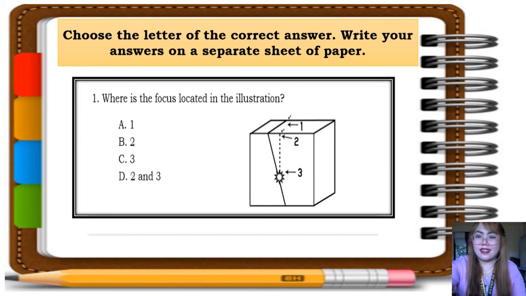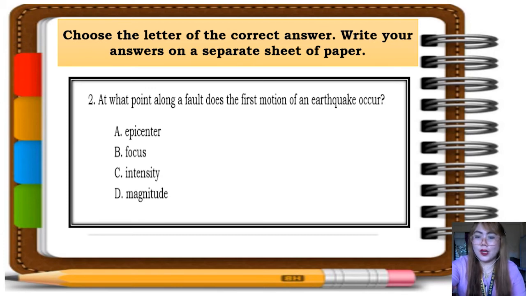Number 1. Where is the focus located in the illustration? A. 1, B. 2, C. 3, D. 2 and 3. Number 2. At what point along a fault does the first motion of an earthquake occur? A. Epicenter, B. Focus, C. Intensity, D. Magnitude.